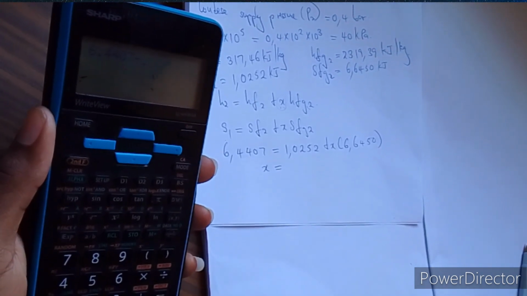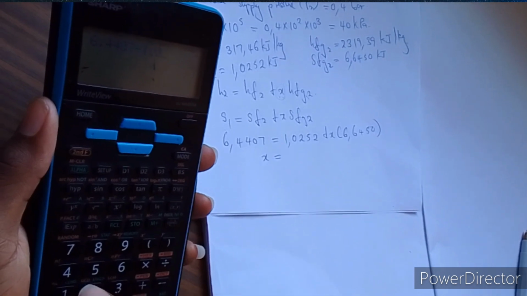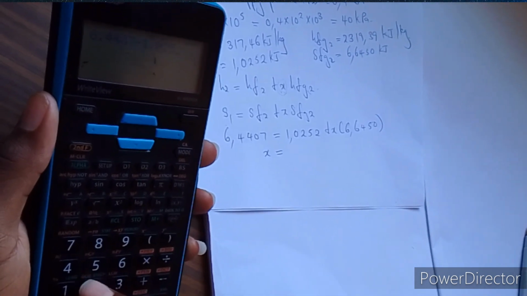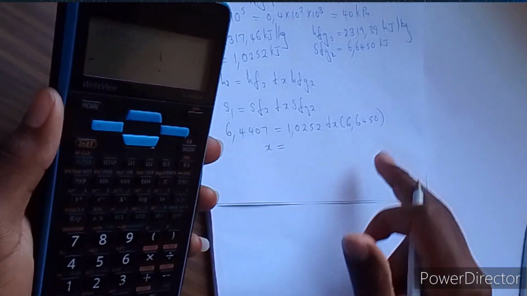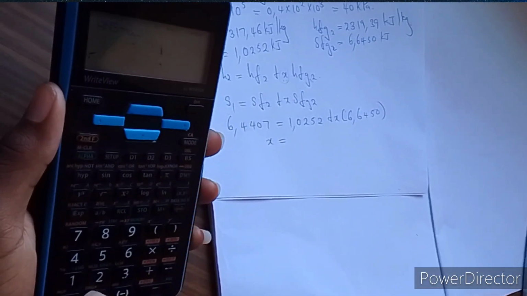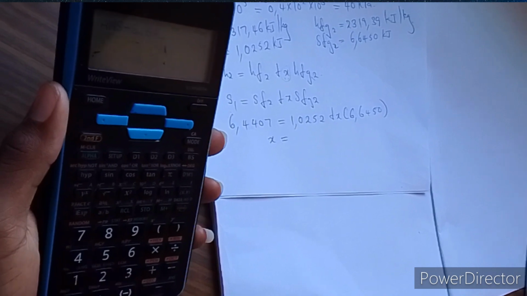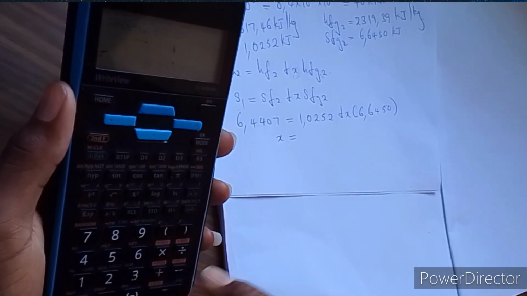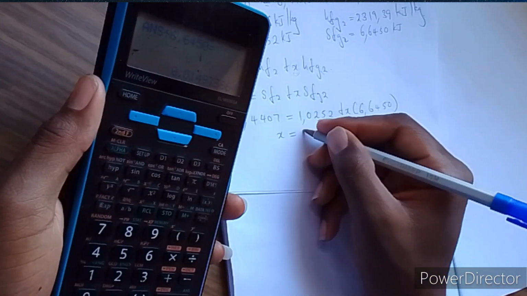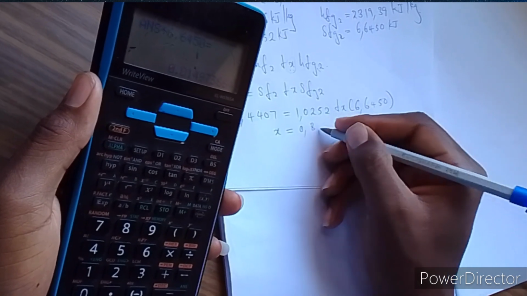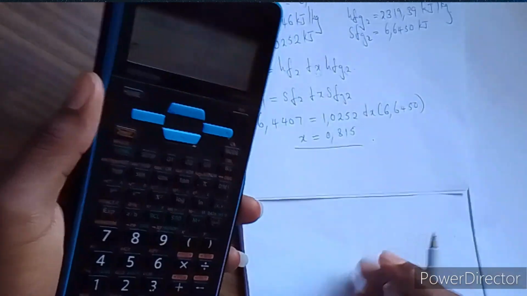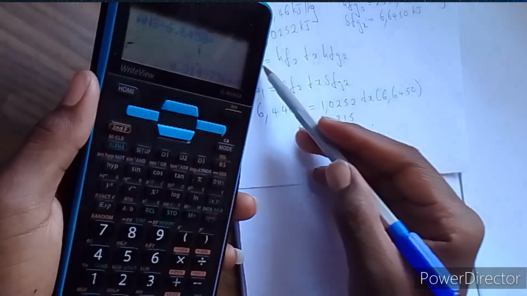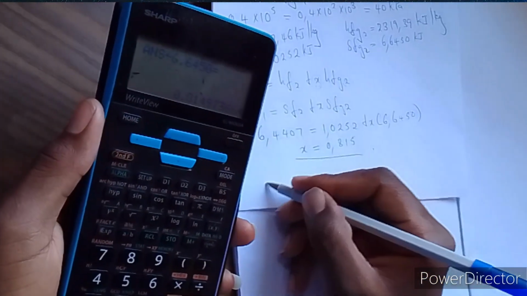So our X is going to be, meaning to say here we are going to write 6.4407 subtract 1.0252. Then our answer, we are going to divide it by 6.6450. So our X is going to be 0.815. So after having this X, now we are able to find H2.